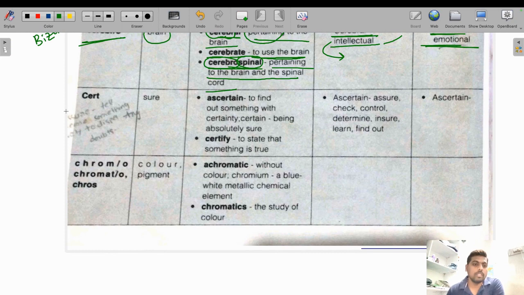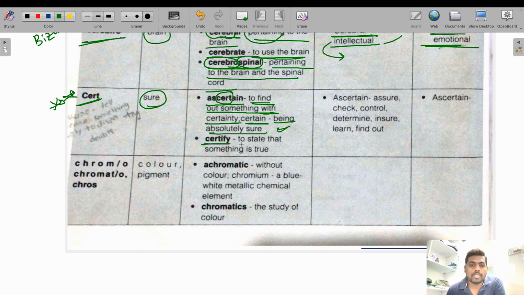Coming to the next one, CERT. You can make a special note of this one. CERT is a root word which means sure. So if you take some words, ascertain, if you see here, we have CERT. Ascertain means you say that something is true, or to find out something with certainty. So you find something as true. Certain means being absolutely sure, as we know already.